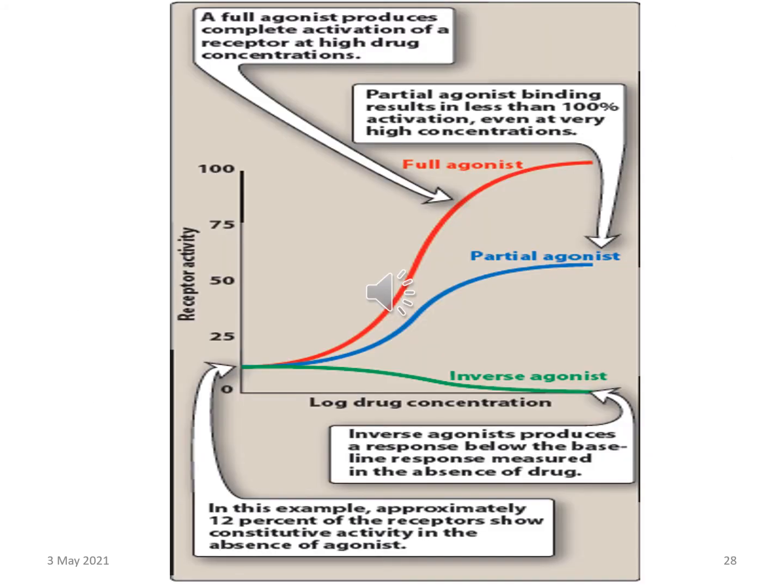Well, let's see this figure. A full agonist produces complete activation of a receptor at high drug concentration in red color. You can see it. While partial agonist, the response is less. However, the inverse agonist, you can see here, produces a response below the baseline response measured in the absence of drug.